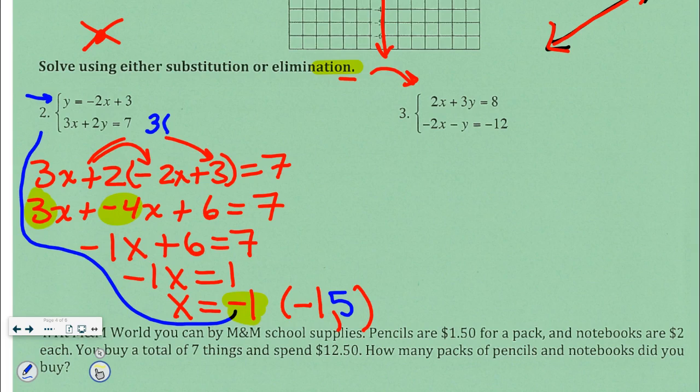maybe you might want to go to your calculator and do 3 times the x value that you found, plus 2 times the y value that you found. See what it equals. -3 plus 10 is 7. So I'm 100% sure I'm going to get 100% credit on that one.